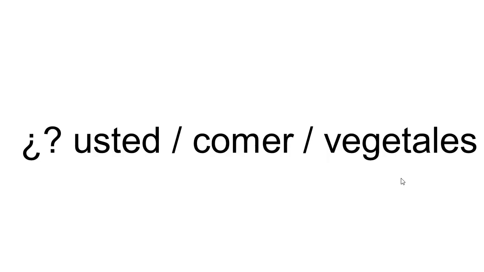You eat vegetables. A statement. How do you say you eat vegetables? You do eat vegetables. You are eating vegetables. Usted come vegetales. You eat vegetables. You do eat vegetables. You are eating vegetables. Now the question. And this time let's go ahead and use the subject pronoun.